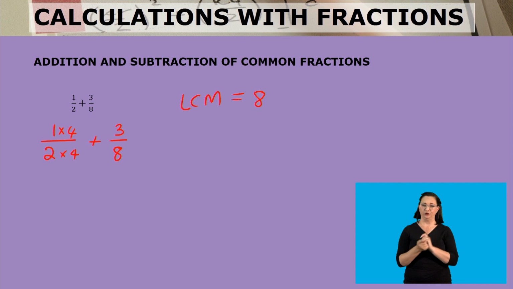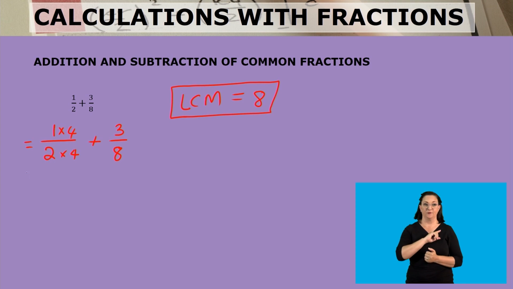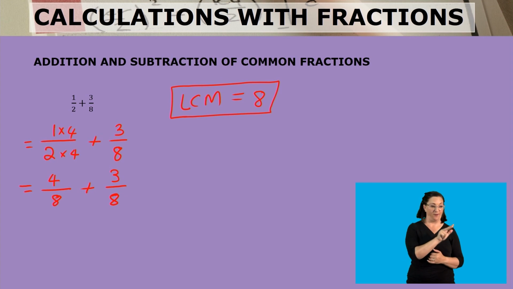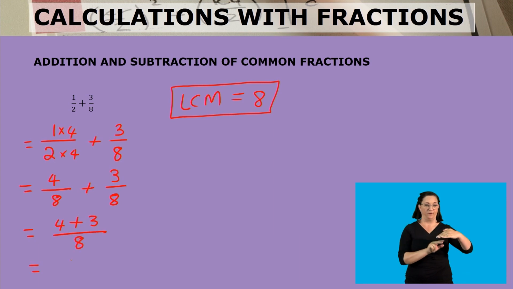Why am I not changing the denominator? Why am I not multiplying by anything? It's because that denominator is already our lowest common multiple, and that is now going to give us 1 multiplied by 4 is 4, and 2 multiplied by 4 is 8. So now my expression reads 4/8 plus 3/8. And that becomes much easier because we are just going to add the 4 and the 3. We are still working with 8s, and that is going to give me a final answer of 7/8.